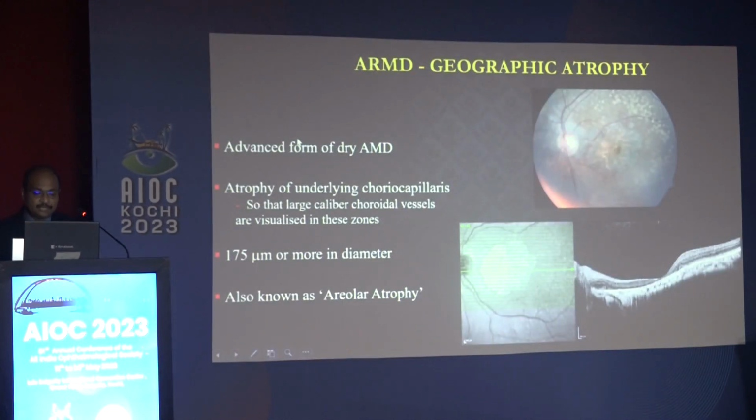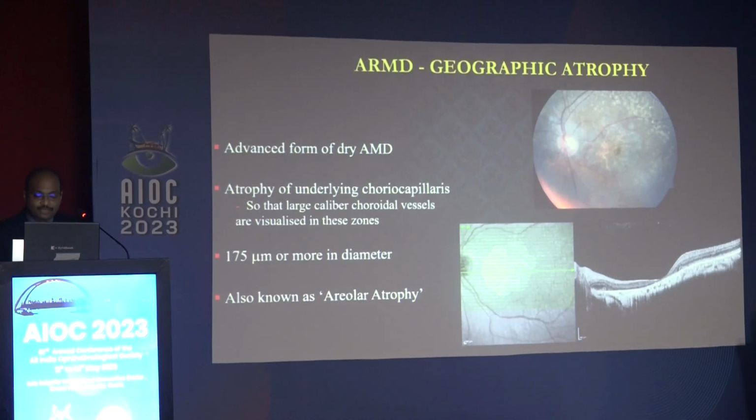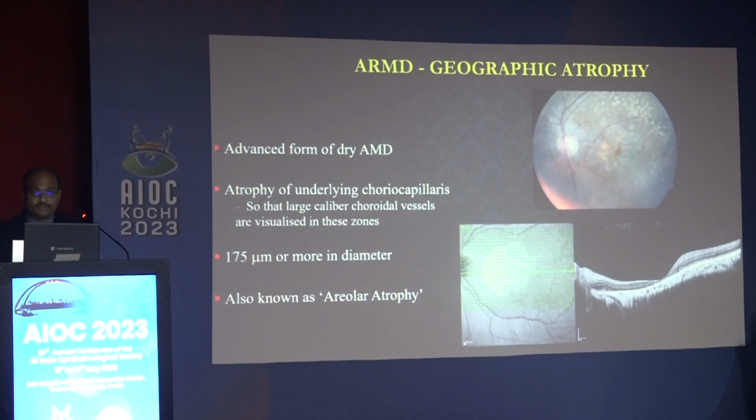Geographic atrophy is an advanced form of dry degenerative AMD. This is atrophy of the RPE and the underlying choriocapillaris, so that because the choriocapillaris layer is no longer there, the larger bore choroidal vessels are seen through. And to be called dry AMD, geographic atrophy, you need to have at least 175 microns or more. So if somebody asks you in the exams, this is the number you have to quote. They're also known as areolar atrophy.